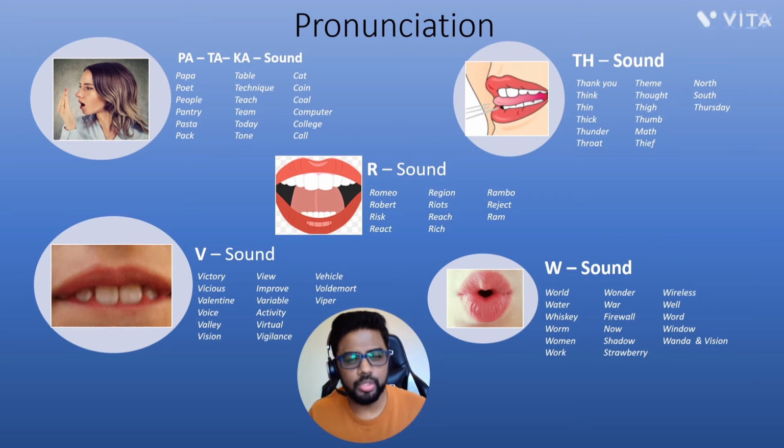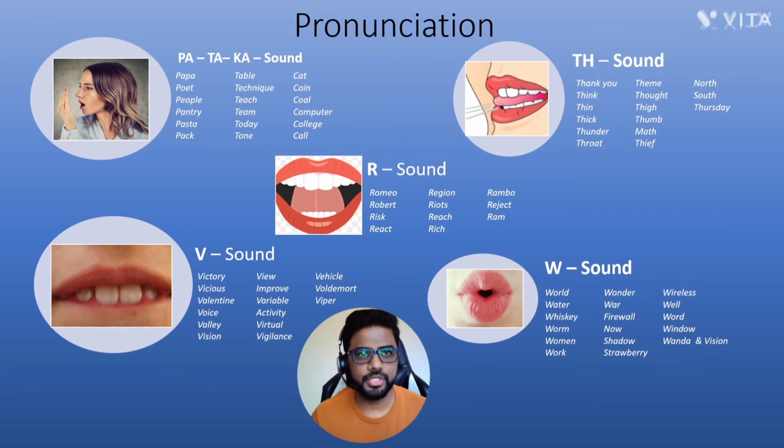The th sound can be produced by sticking out your tongue when you pronounce these words and blowing air ever so slightly, like thank you, think, thick, thunder, thief, math, Thursday, south. So you see the sound, it's like you're trying to blow a whistle. So that's the th sound.